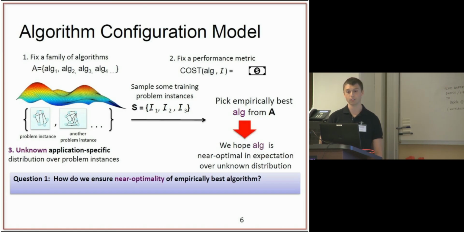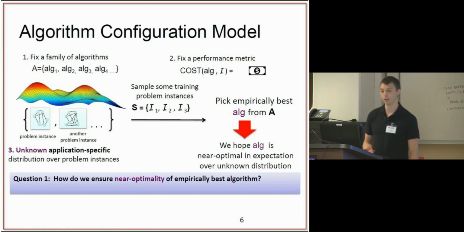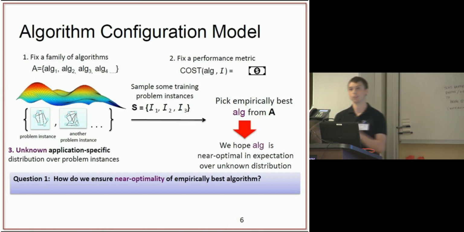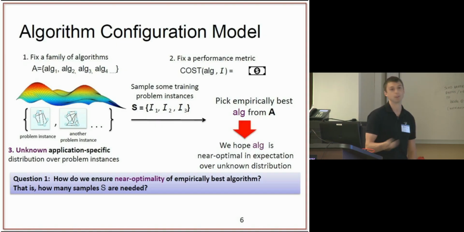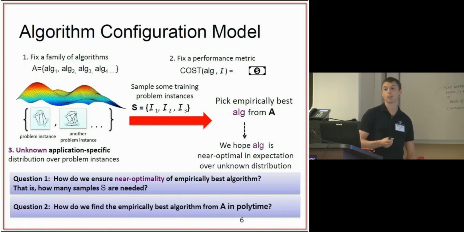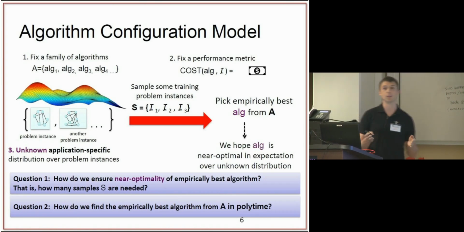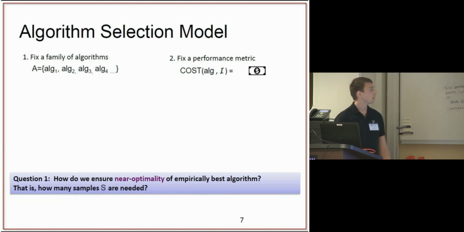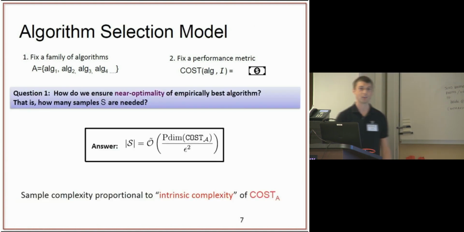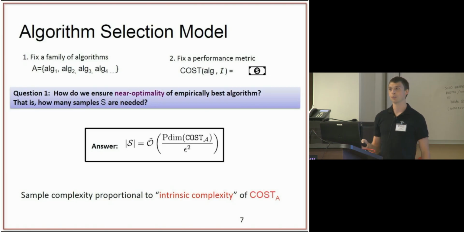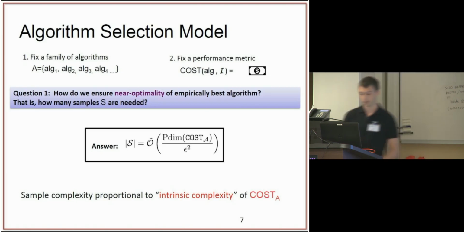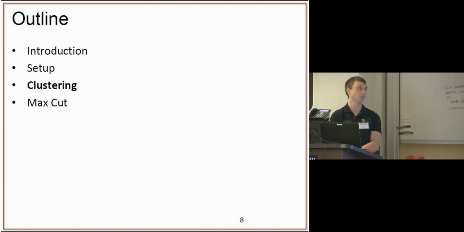There are a couple questions about this framework that naturally arise. The first one is, how do we know that the empirically optimal algorithm is close to the optimal over the distribution? This is just a sample complexity question. How many samples do we need? And then the second question, remember there could be an infinite number of algorithms. So how can we efficiently even find the empirically best algorithm? It turns out for the first question, we can just use standard VC dimension bounds to get the answer right away. Now I'm going to get to our results.